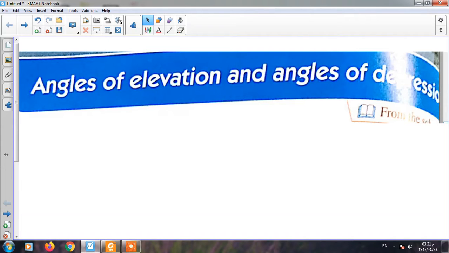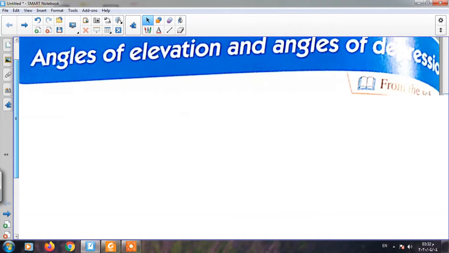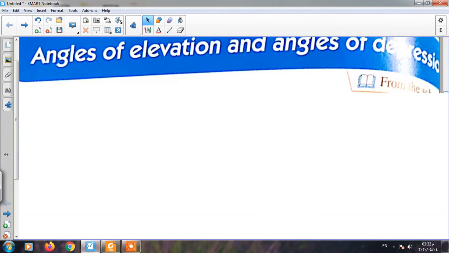Angles of elevation and angles of depression. If you are going to study angle of elevation and angle of depression, you must study or know the right angle, the triangle.